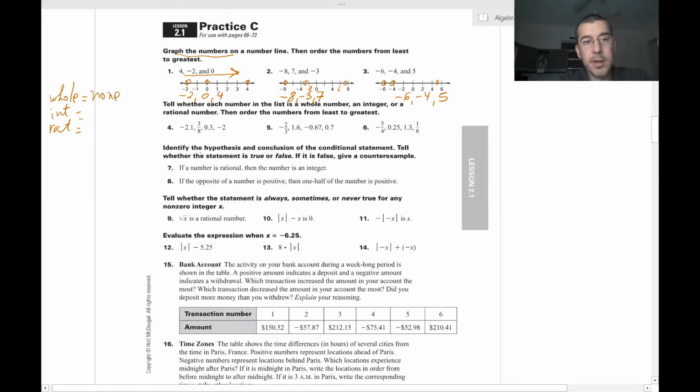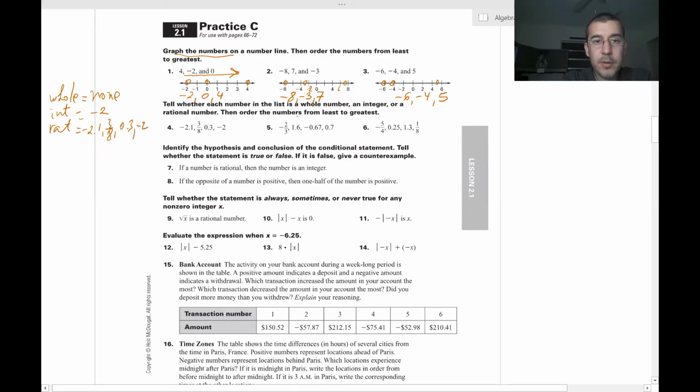Integers, -infinity all the way to -3, -2, -1, 0, 1, 2, 3, all the way to plus infinity. So the first one is not, second is not, third is not, -2 is. So -2 is an integer. Rational numbers, all 4 are rational numbers. So -2.1, 3/8, 0.3, and -2.